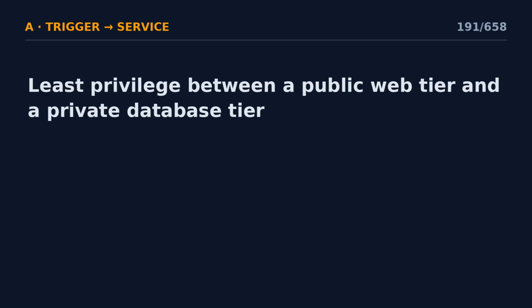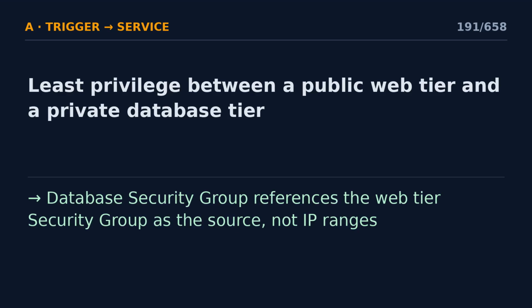Least privilege between a public web tier and a private database tier. Answer: Database security group references the web tier security group as the source, not IP ranges.